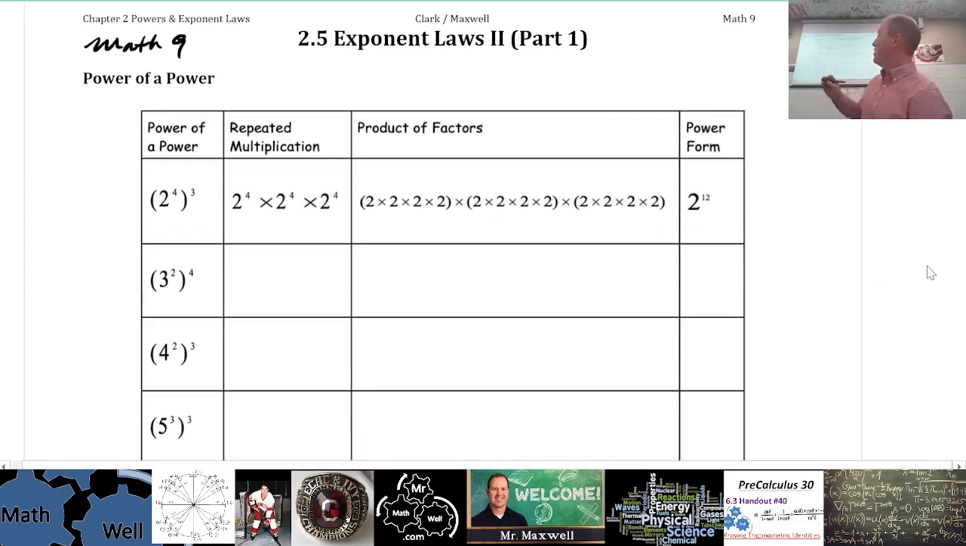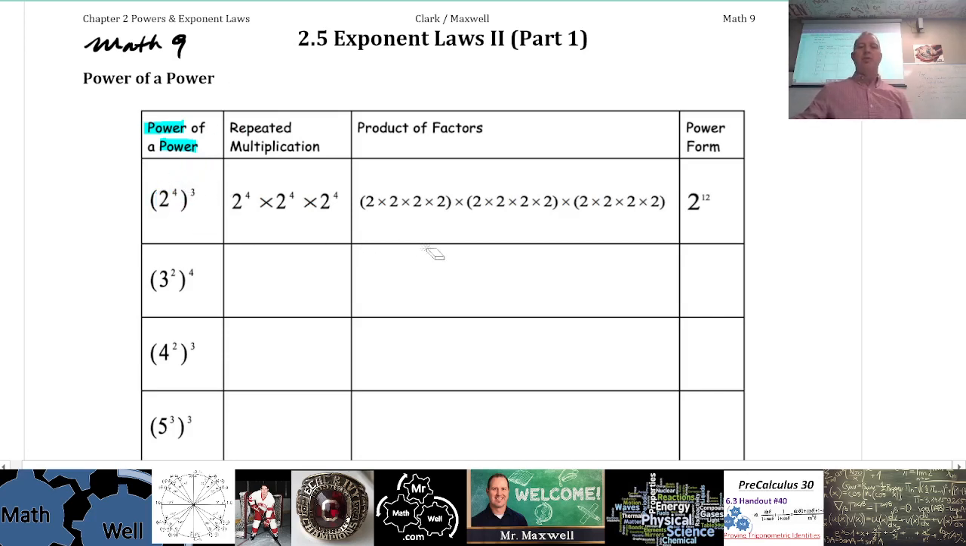So if you need to cut the lights back there, go ahead and do that for those of you in the back. So this over here on the left, a power of a power. Notice that I have 2 to the power of 4. That's a power in itself. And then on the outside, I have another power. So it's a power taken to a power. When you have two exponents like that, there is a specific set of rules that we're going to follow.